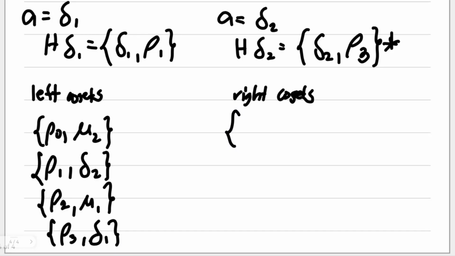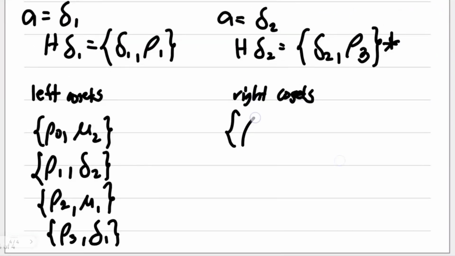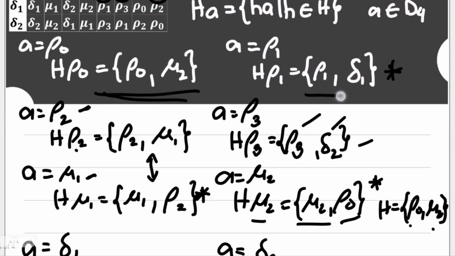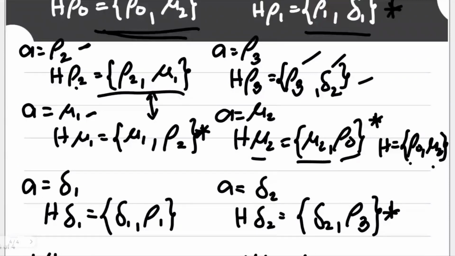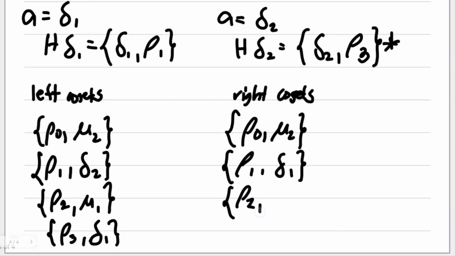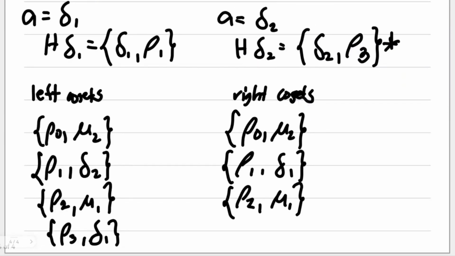Now, our right cosets here, we have rho sub 0, mu sub 2. Our second right coset is rho sub 1, delta sub 1. Our third is rho sub 2, mu sub 1. And the last right coset is rho sub 3, delta sub 2. So we have the same number, 4 and 4, because again, it's the same as the index of H in G. Now, look at the two groups of cosets.